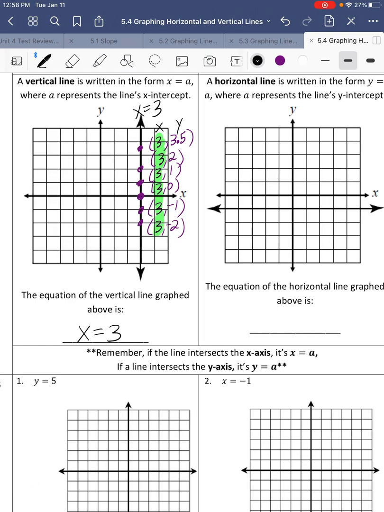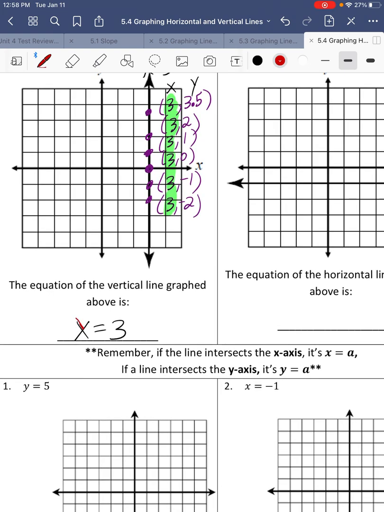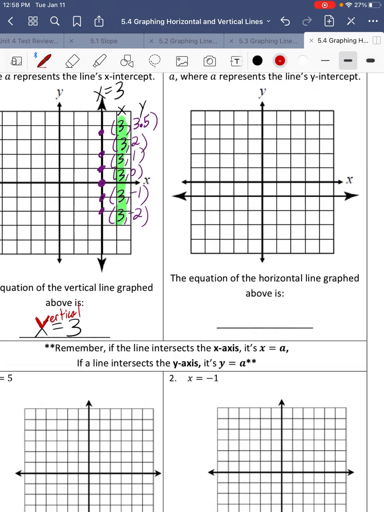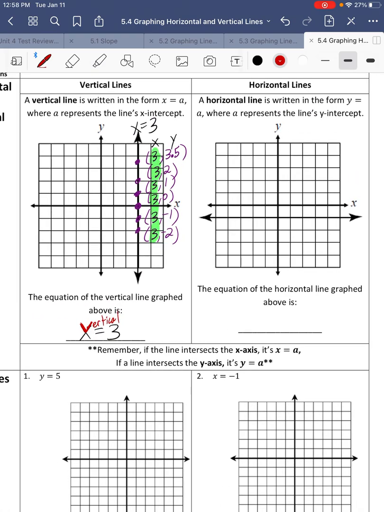Now another way, which has nothing to do with the math, to memorize this is that x is a half of a v, for vertical. That helped me remember what x equals is. x equals is always a vertical line. Now when it comes to a horizontal line, it's always y equals a number.